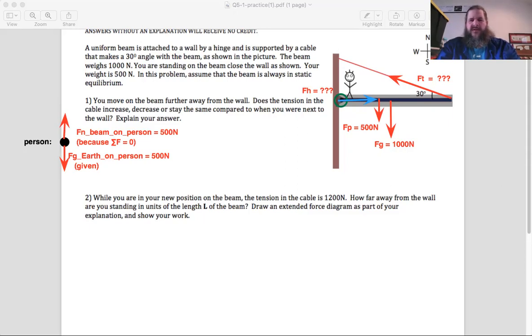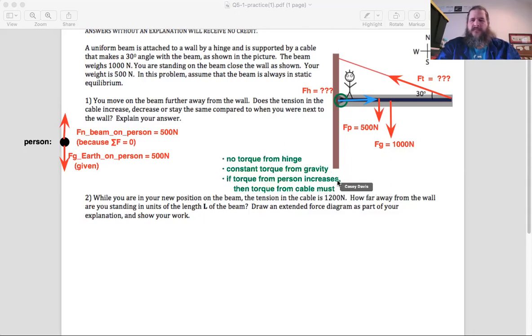We've got a constant torque from gravity, because gravity is the same amount of force all the time and in the same location all the time. So that tells us if the torque from the person increases, then what would have to happen to the torque from the cable to balance it out? Decrease. If we got an increase in one torque and a decrease in the other torque?